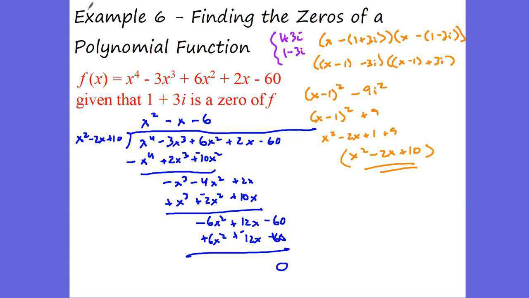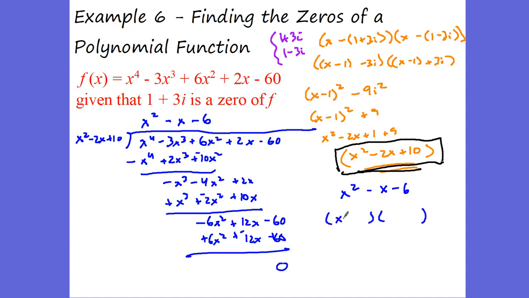My first factor was this one right here. I'm going to underline it, box it in black right there. That's my first factor, and that came from my complex zeros. My next factor is x squared minus x minus 6, which we can factor into x and x. What are the factors of negative 6? Negative 3 and positive 2. That gives us that negative 1 in the middle. And here are my factors right there.